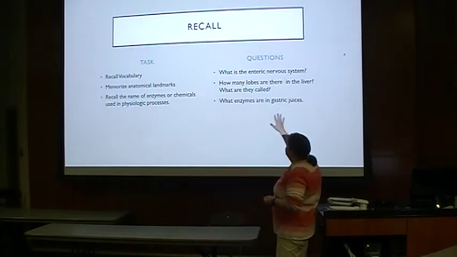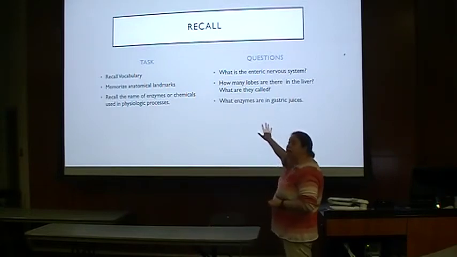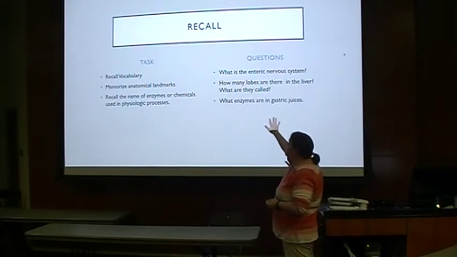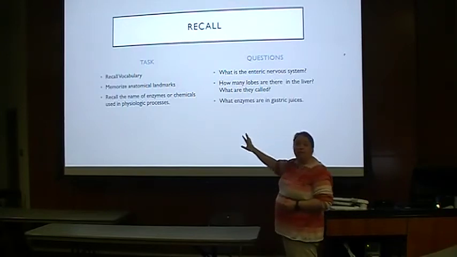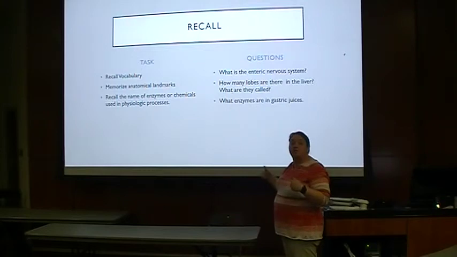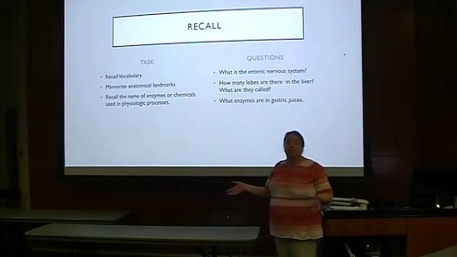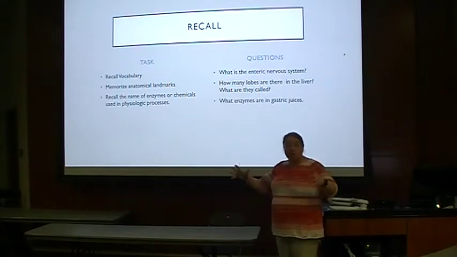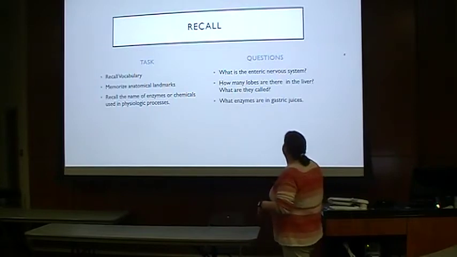So questions that you could ask yourself for recall: what is the enteric nervous system? That would be something related to GI. That would be a direct recall question. And you want to be able to say what the enteric nervous system is in your own words. Not a specific definition, but basically it's the nervous system of the GI system. So the enteric nervous system is the nerves that lead to the GI system. That would be a really good way to put it in your own words.